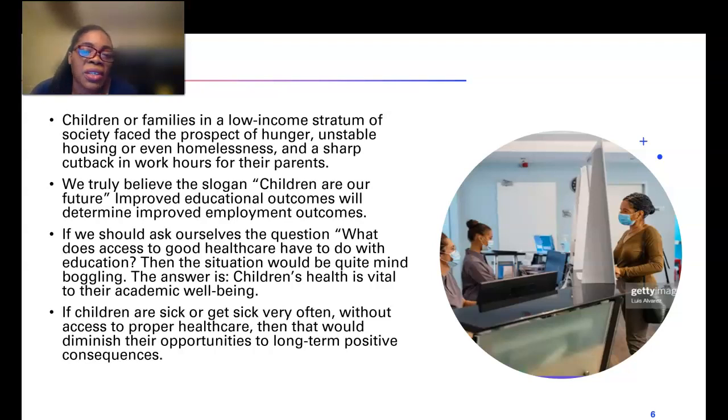We truly believe the slogan, "Children are our future." Therefore, improved educational outcomes will determine improved employment outcomes. If we should ask ourselves the question, what does access to good health care have to do with education? Then the situation would be quite mind-boggling. The answer is, children's health is vital to their academic well-being. If children are sick or get sick very often without access to proper health care, then that would diminish their opportunities for long-term positive consequences.